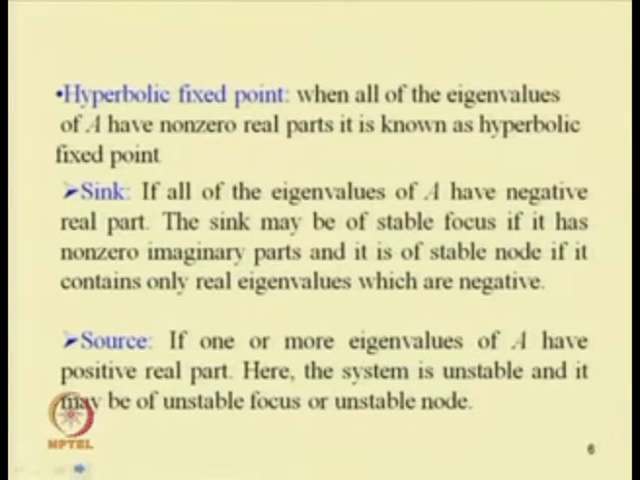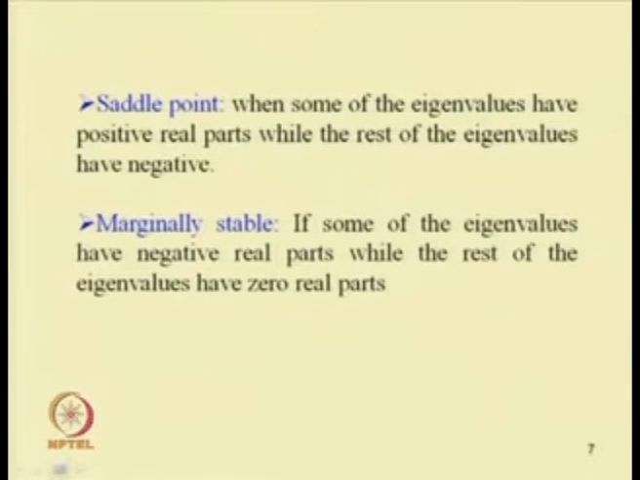Similarly, for a source, if one or more eigenvalues of A have positive real parts, the system is unstable and it may be an unstable focus or unstable node. For a saddle point, some of the eigenvalues have positive real parts while the rest have negative real parts. The system is marginally stable if some of the eigenvalues have negative real parts while the rest of the eigenvalues have 0 real parts.